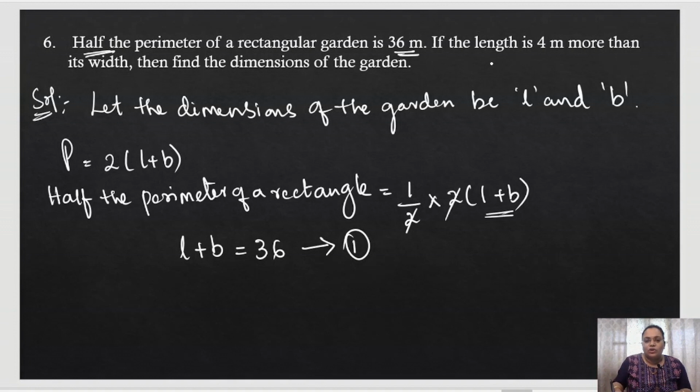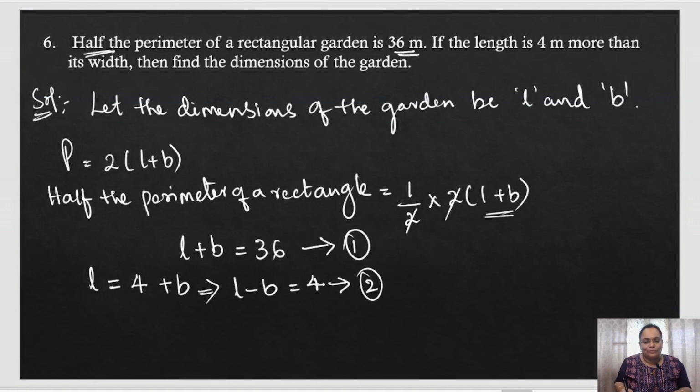Okay. So again see the question. The length, L, is 4 more than its width, B. So L is equal to 4 plus B. From here I will send B to LHS. It becomes L minus B is equal to 4. Okay. So this is our equation number 2.